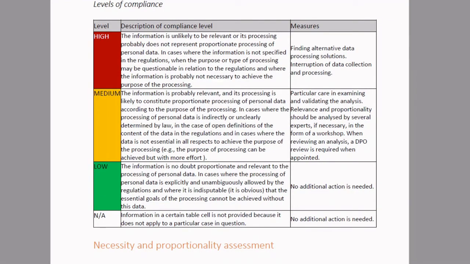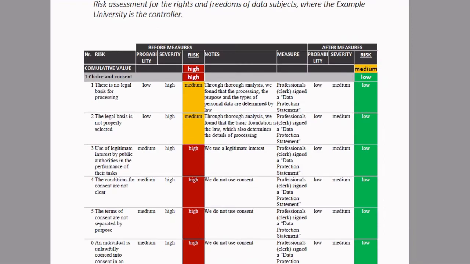Next are the predefined levels of compliance and relevance of potential risks. They range from not applicable, when the predefined risks are not relevant to a given use case, and go through low and medium to high. When an applicable risk is high, the processing cannot begin until it is approved by a supervisory authority. The levels are used in the risk assessments, which we will look at next.